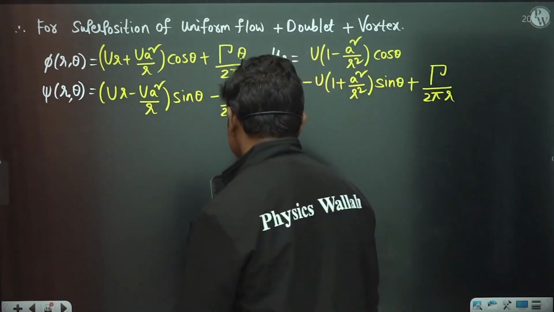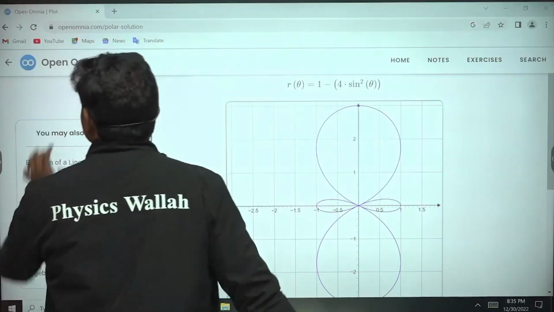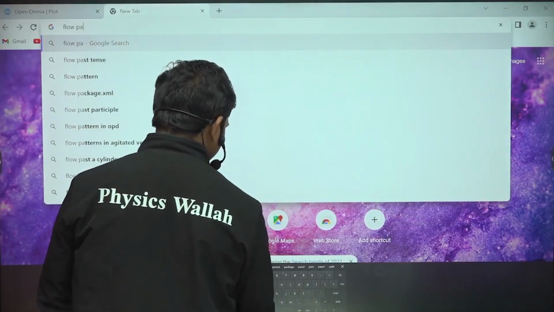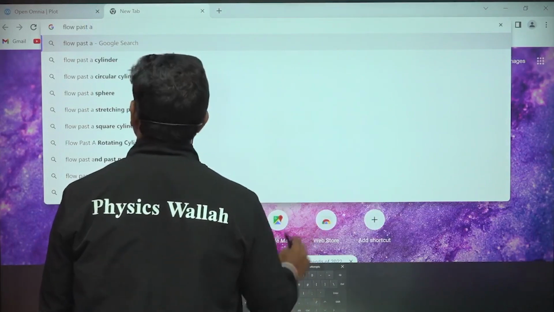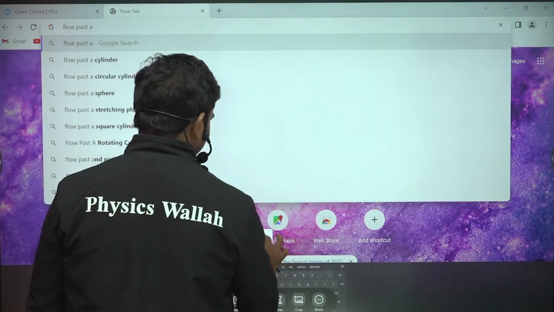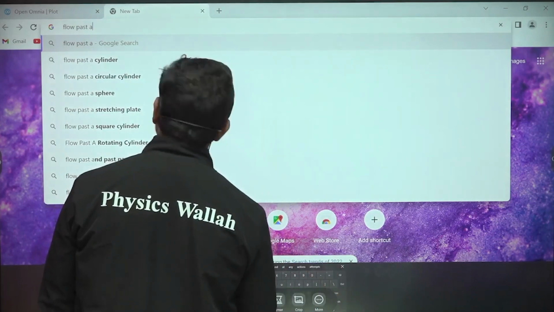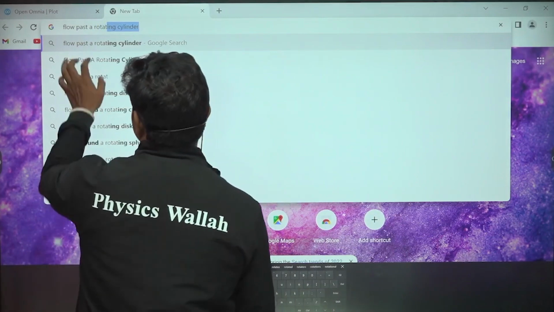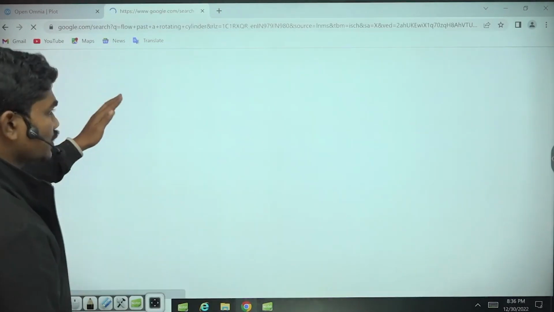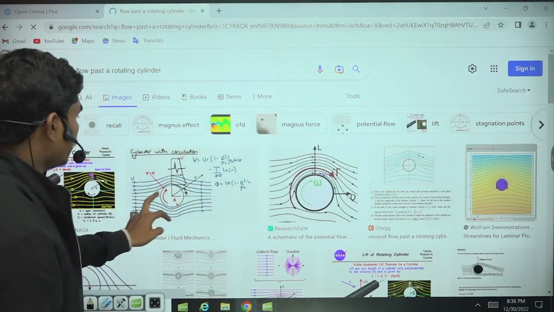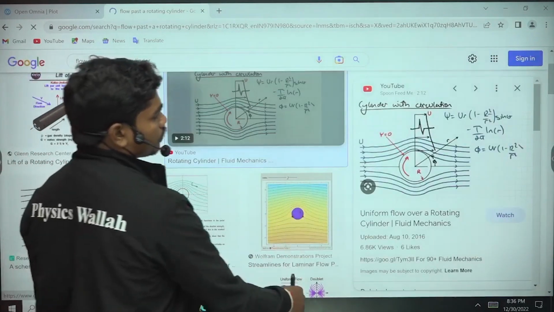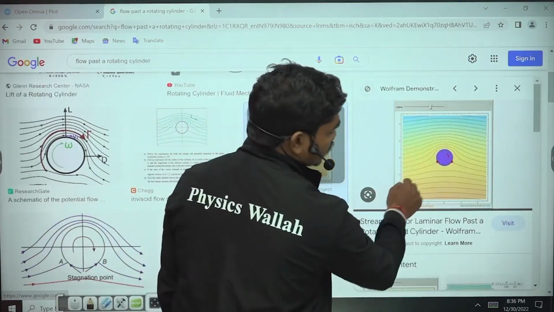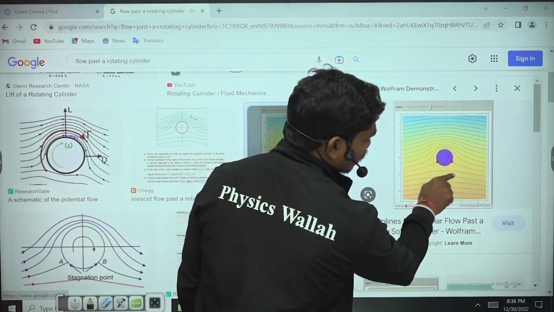Now I can show you some image of flow past a rotating cylinder. If you see the images, I can show you the streamlines in this case. So correctly speaking, this is how you get it, but of course here there are some variations. The streamlines will actually take this shape, where the curve gets flatter in between.